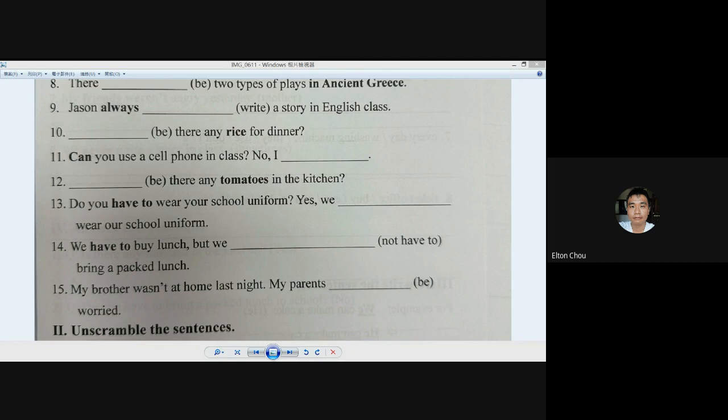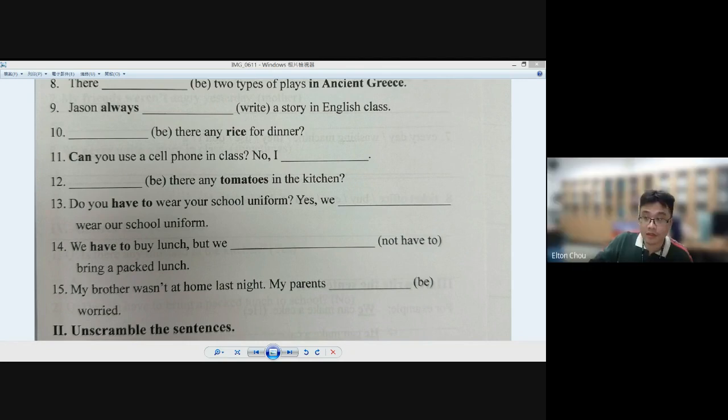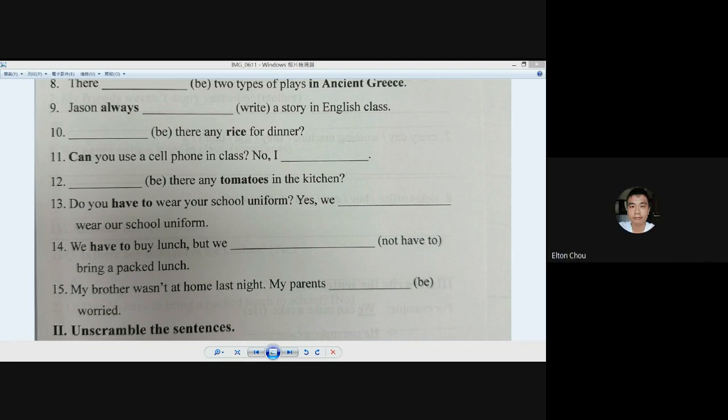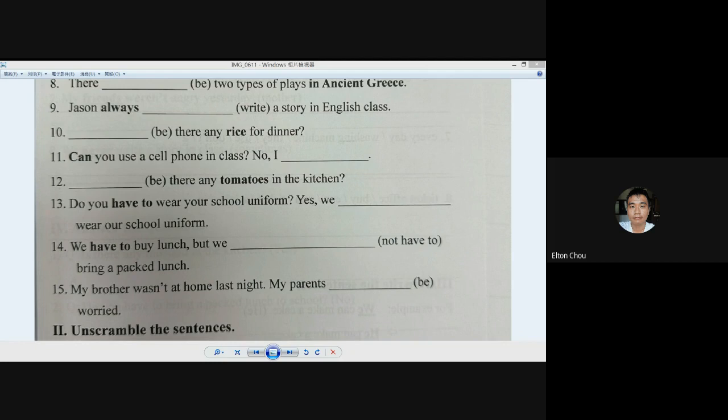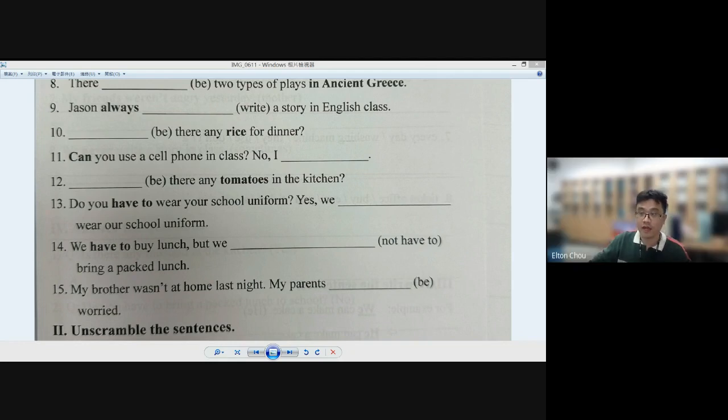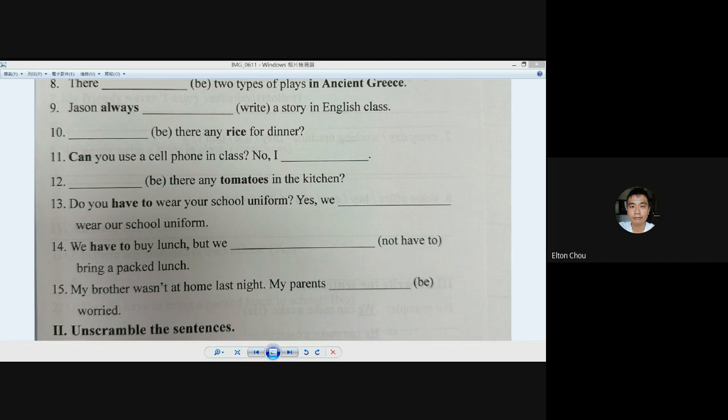Okay, so number 13 and 14 is like you, we, right? Okay, so is it this one or this one? Choose by yourself. Okay, so number 1 or number 2. Choose it by yourself.